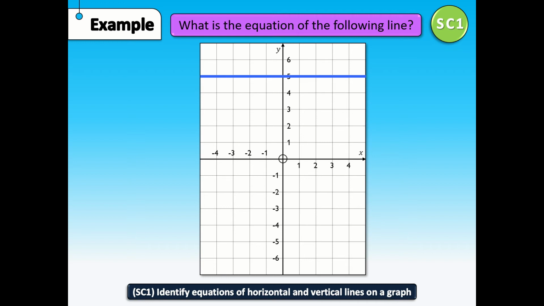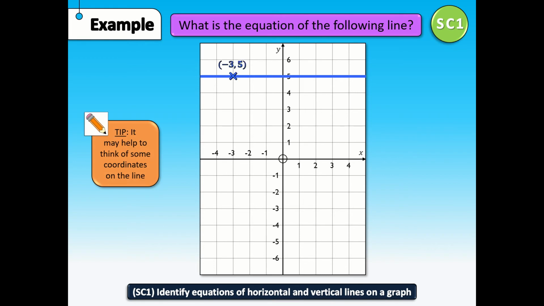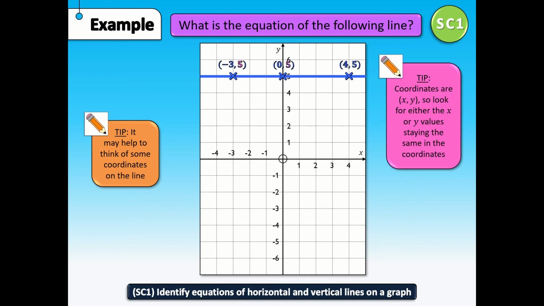So we're being asked, what is the equation of this blue line on the graph? Now it goes through the y-axis at 5, and if we plot some coordinates on it, we can see that all the y coordinates are 5. So this is the line y equals 5. It goes through the y-axis at the point 5, and all the coordinates on it have a y coordinate of 5.